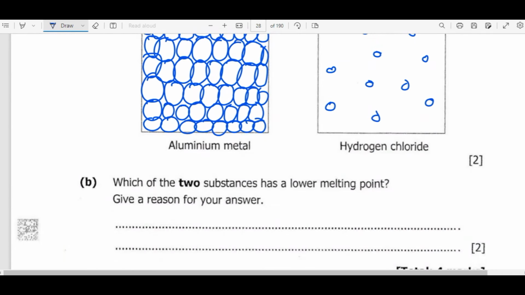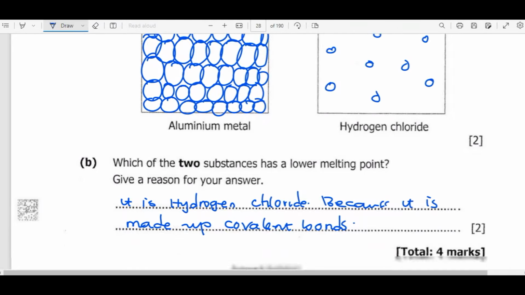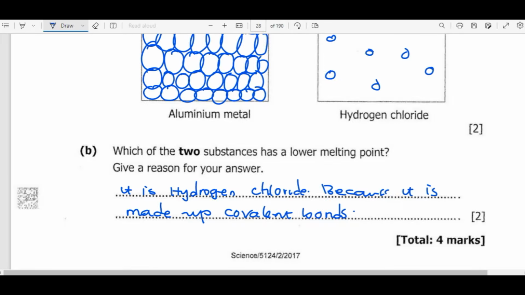Which of the two compounds has the lowest melting point? Give a reason for your answer. So it is hydrogen chloride. Then the reason is because it is made up of covalent bonds. So it's a covalent compound, and covalent compounds have lower melting points. So this is what we can discuss over this video.